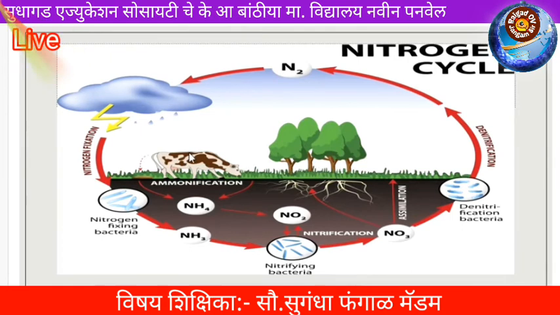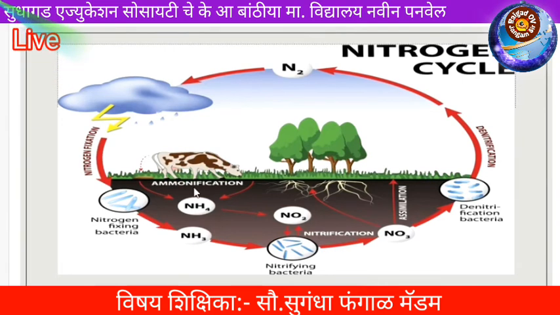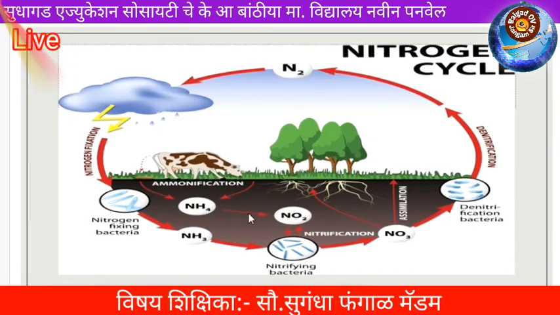By the process of assimilation, this nitrate is taken by the plants, and plants are eaten by animals. After the death of plants and animals, and their excretory waste, they are decomposed by decomposers like fungi and other microorganisms. By the process of ammonification, they are converted into ammonium, and then ammonium is converted into nitrite, NO2 minus, and then in the nitrification process, nitrite is converted into nitrate.